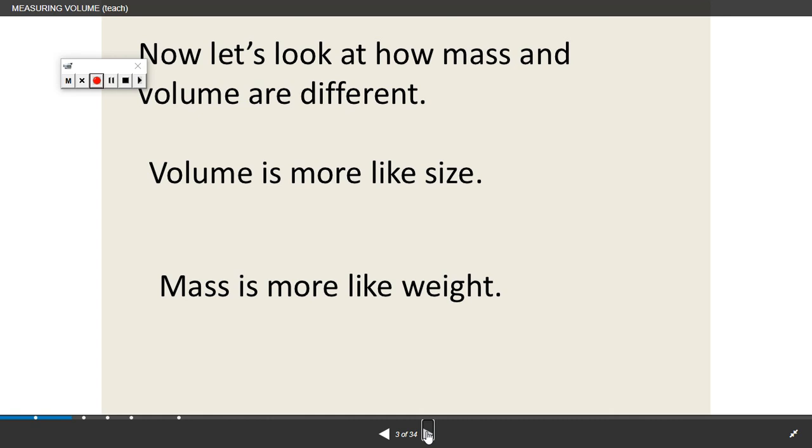But mass is more like weight. Is it heavy or light? Can I move it easily, or does it take me a lot of time and a lot of effort?